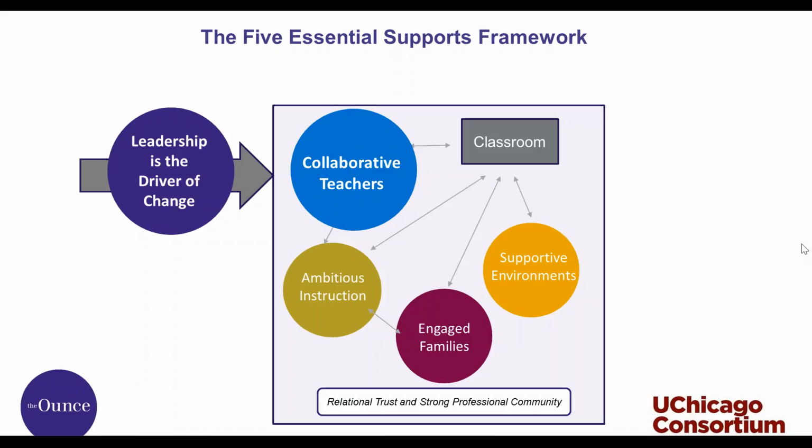And they found that schools that were improving were strong in these 5 areas: effective instructional leadership as the driver of change, supporting, influencing, guiding, and strengthening these other areas in the box, including collaborative teachers, engaged families, ambitious instruction, and supportive environments. All of that leading to those improved child outcomes in the end.